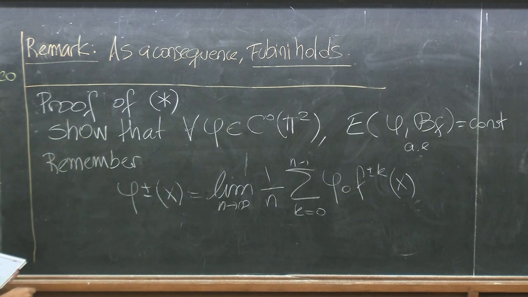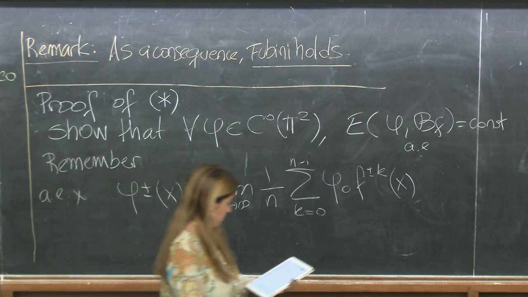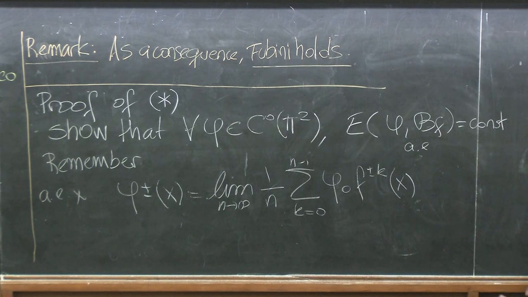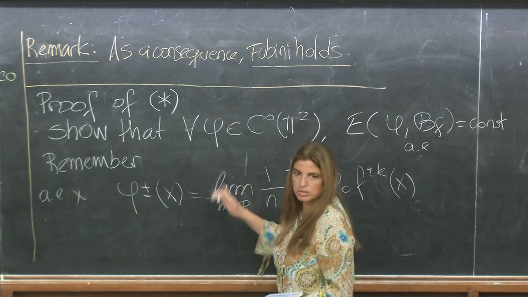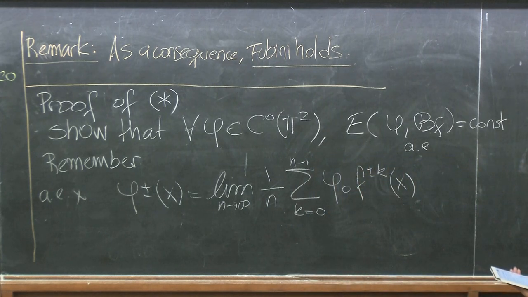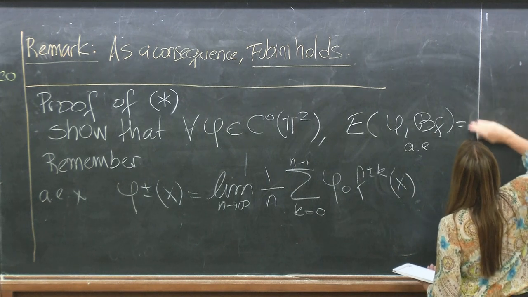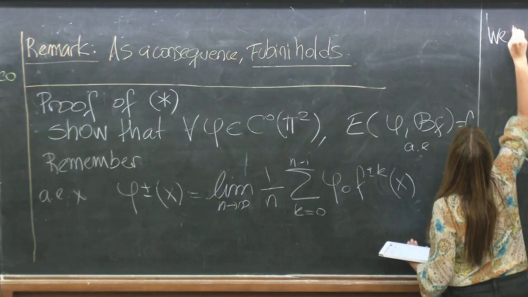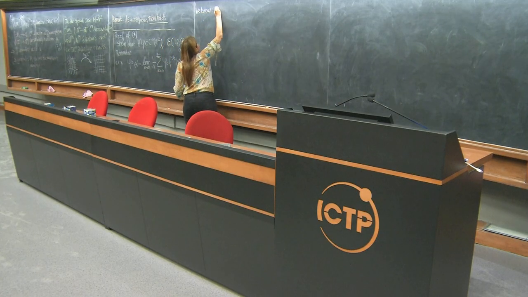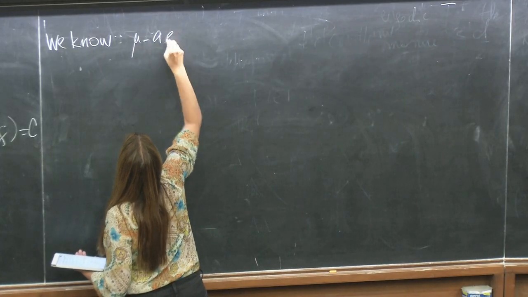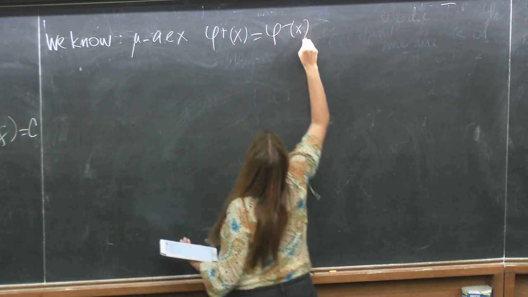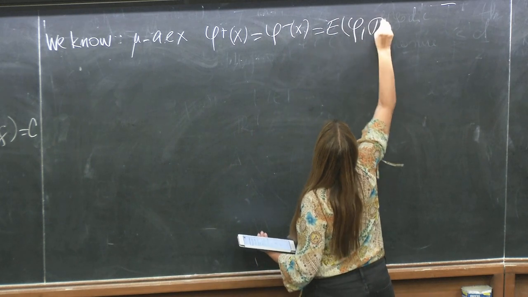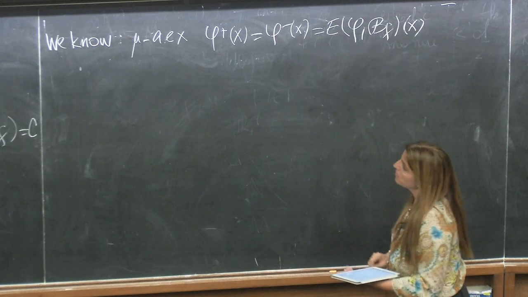This limit exists for almost every x, and for almost every x they coincide. In the points where they don't exist, you can just take lim sup or just take zero or whatever. Ignore it. We are going to consider the map just almost everywhere. And so we know that for mu almost every x, this limit exists and is equal to the conditional expectation.